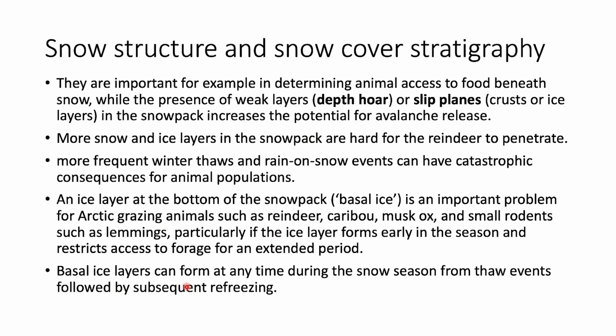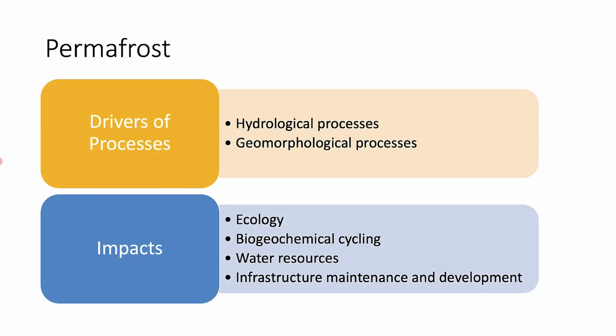The basal ice layers can form at any time during the snow season from thaw events followed by subsequent refreezing. So the refreezing is the major problem, and many of the grazing animals could not reach the plants which are below. And how does it affect the permafrost?